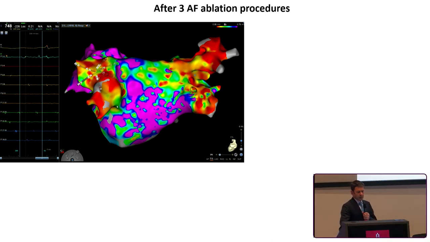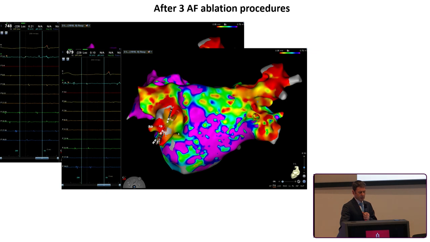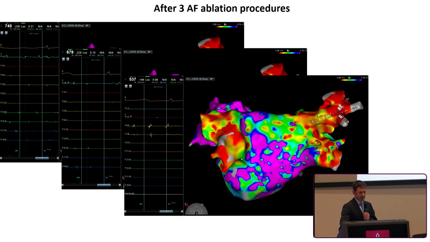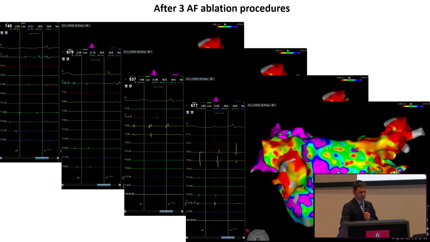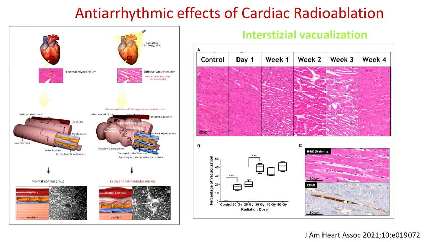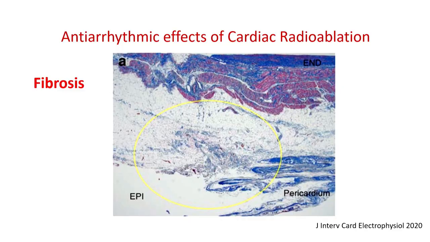The other thought was about operator dependence. This was a patient after 3 AF ablations, and you can see that all 4 pulmonary veins are conducting. Of course, not all disease is operator dependent and patient dependent, but sometimes we can find this kind of situation. As Josef told you, the radioablation provokes fibrosis after a period of vacuolization. And this is a very nice picture of fibrosis after radiotherapy.